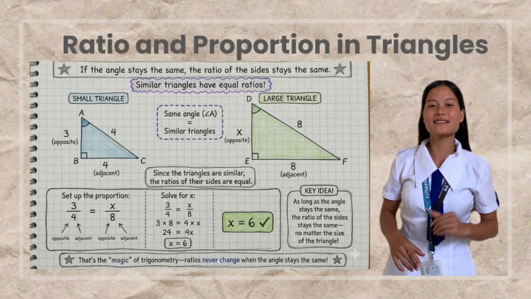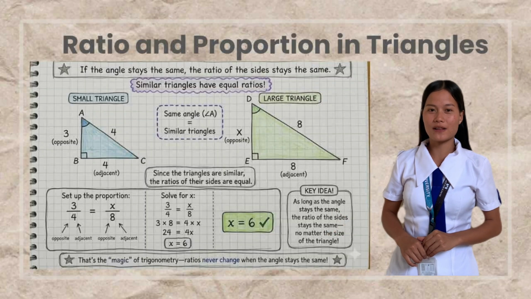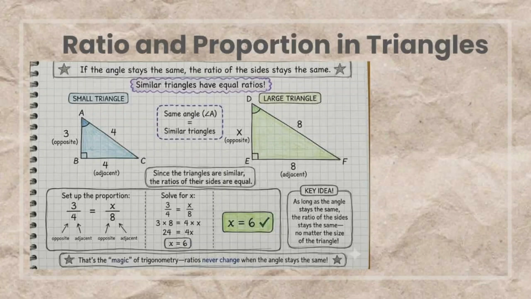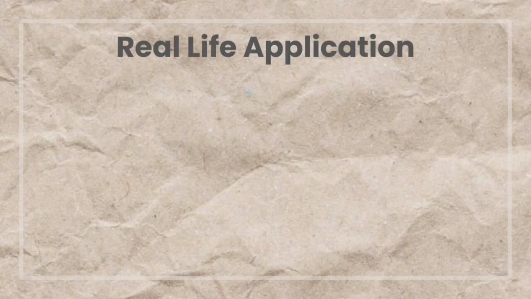Now, let's simplify the given values. Multiply diagonally. So we have 3 times 8 equals 24. 4 times x equals 4x. So we get 24 equals 4x. Next, divide both sides by 4 to isolate x. So we have x equals 6. So the value of the missing side is 6.